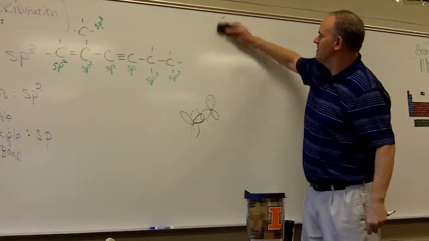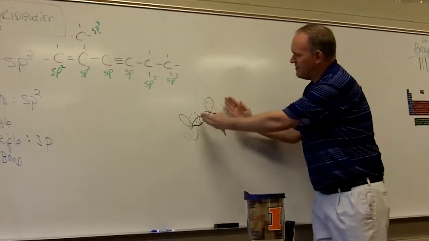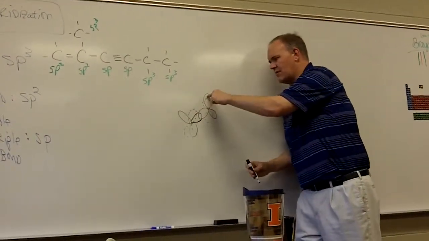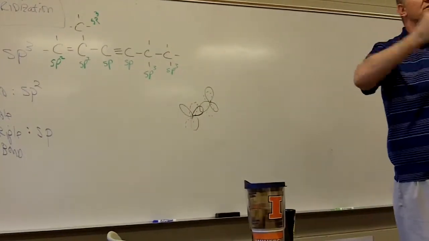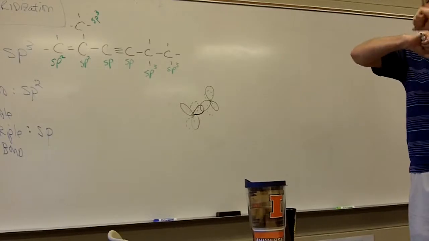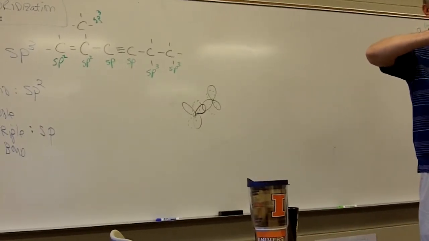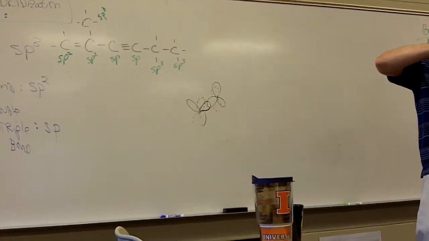sp3. So where is that coming off of here? Is it coming off of this lobe? Understand that every time you attach a new atom, what you're doing is overlapping a new hybrid lobe with an old hybrid lobe. That makes sense?